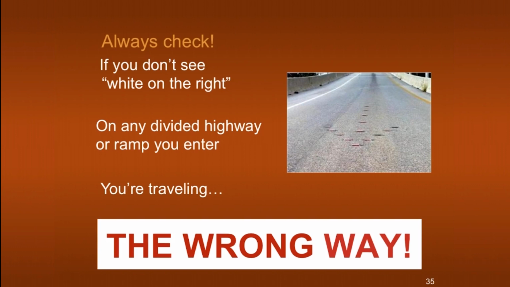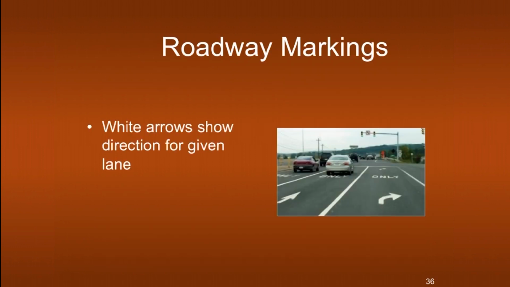You also see the arrow coming at you. So again, just looking at the roadway markings, colors of the lines, since that white line's on the left, you know you're heading in the wrong direction. White arrows show direction for any given lane.